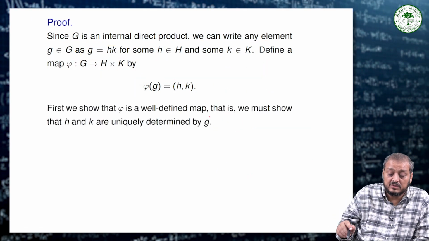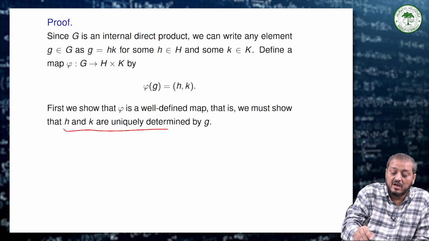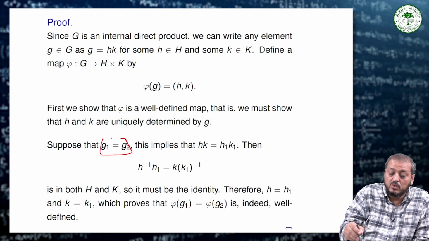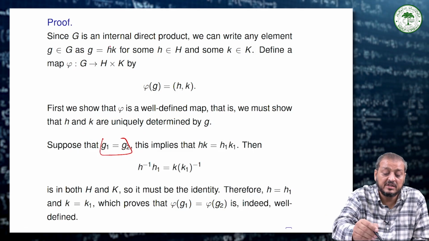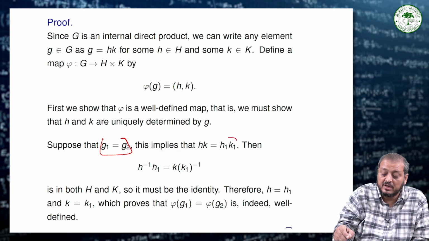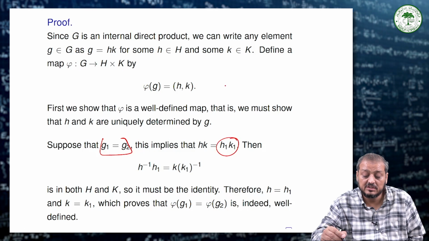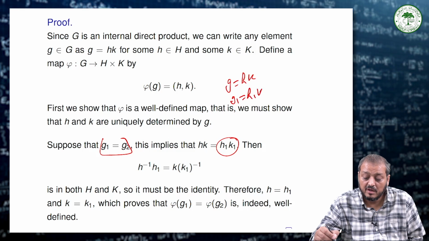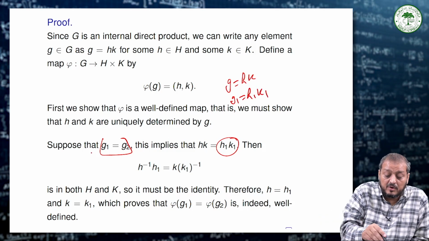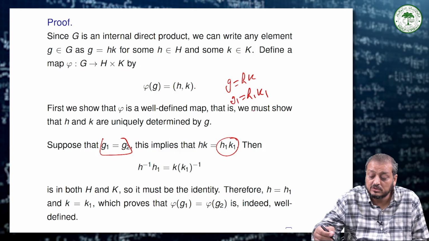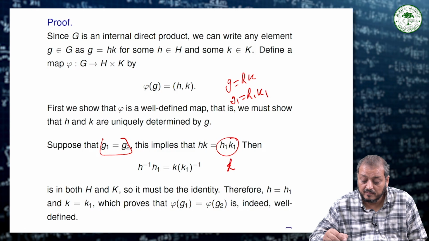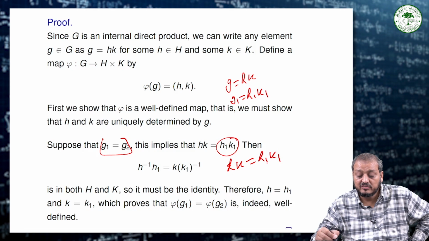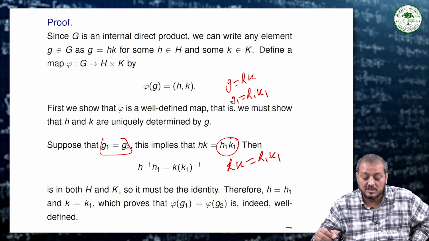First we must show that h and k are uniquely determined by g. So g1 equal to g2 implies that g1 can be written as hk, and g2 can be written in the form h1 k1. Because g1 is equal to g2, we can say that hk is the same as h1 k1, where h is an element of H, h1 is an element of H, k is an element of K, and k1 is also an element of K.